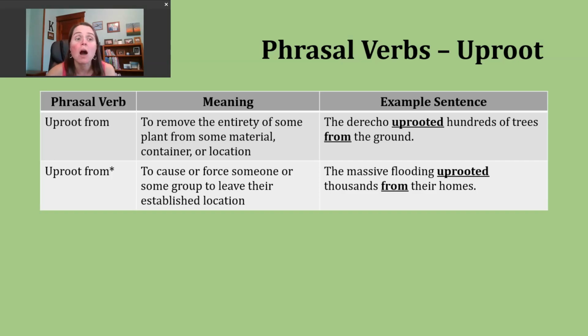A second way to use uproot from can mean to cause or force someone or some group to leave their established location. An example of this might be, the massive flooding uprooted thousands from their homes. This is suggesting kind of their permanent living places, and now they've been forced to go somewhere else. Maybe the homes have been destroyed, their streets are no longer safe, etc.